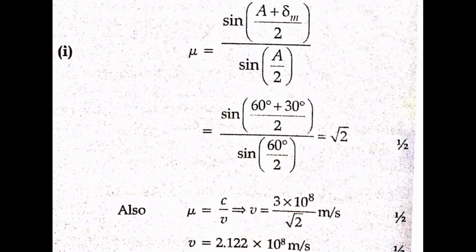So how we can find the speed? That is mu is equal to c by v. So that equation can be used here. So c is equal to velocity of light, 3 into 10 raised to 8, divided by root 2. So that v is equal to 3 into 10 raised to 8 by root 2. So that will be equal to 2.122 into 10 raised to 8 meter per second. So that is the speed of light through the prism.